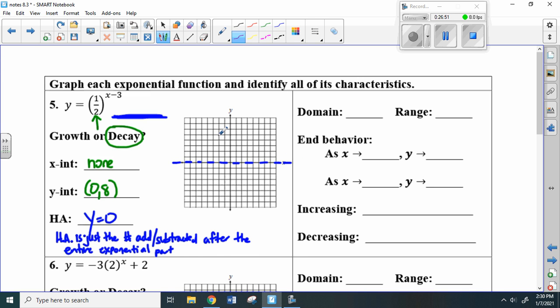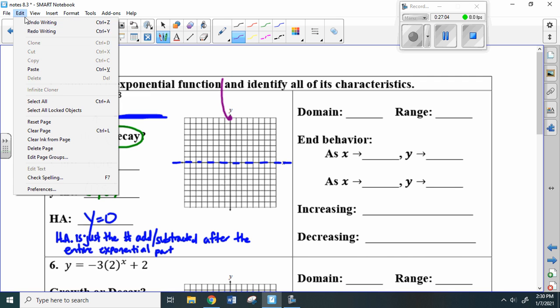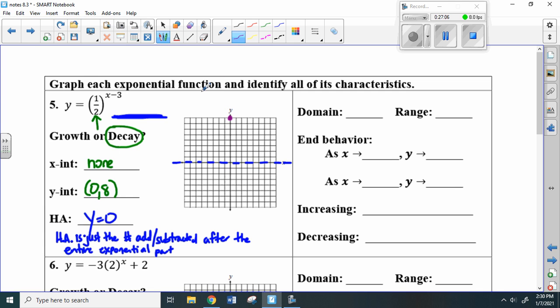We have a y-intercept at (0, 8), and then we just have to make it look like the one on Desmos, which was, ooh, that was really bad. All right, it was a decay problem. So it's got to come from above and work our way down and flatten out when we get to the x-axis. Okay, so that's what your graph should look like.